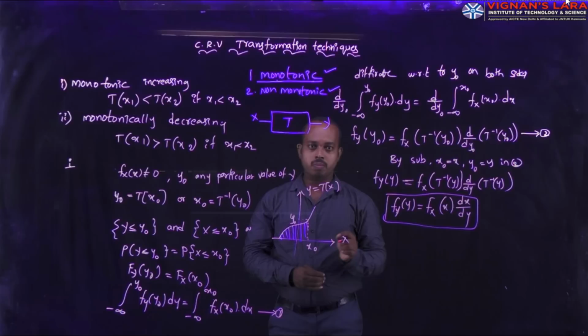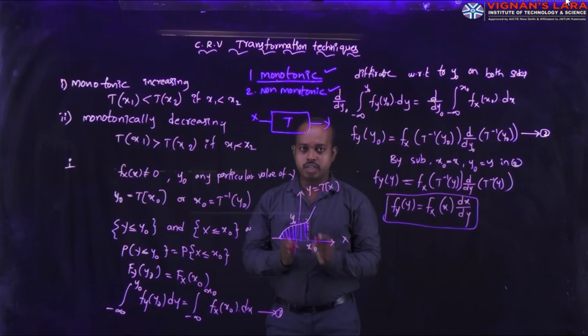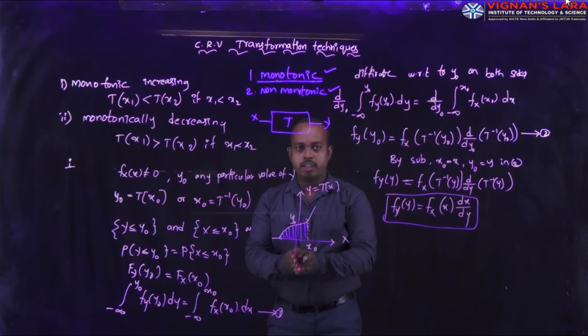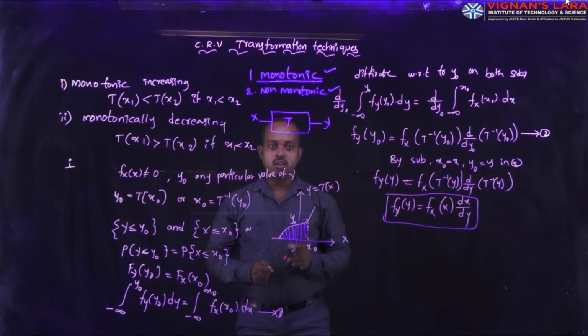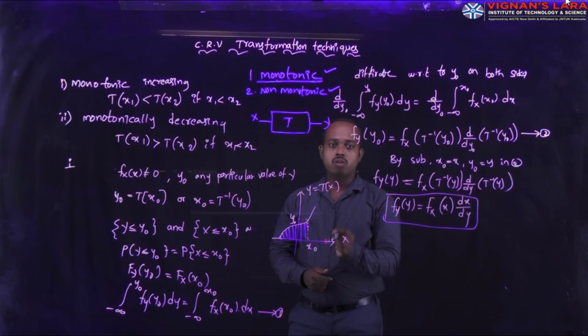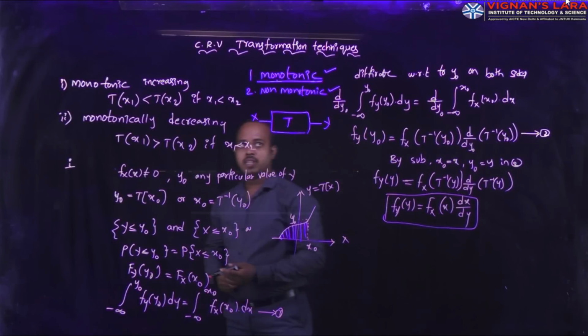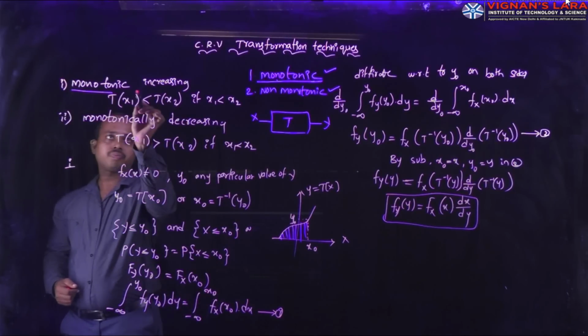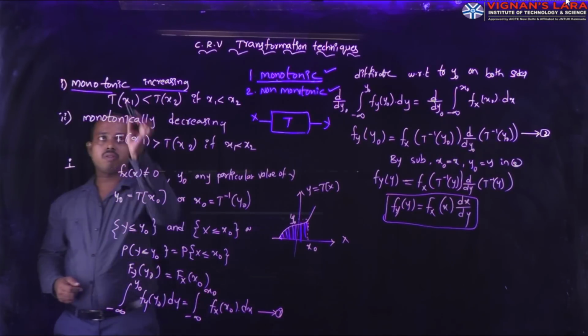You can simply remember the definition of a monotonic transformation: it converts one random variable to another random variable. We call it a monotonic transformation technique. The monotonic transformation technique is further classified into two types. The first one is monotonically increasing and the second one is monotonically decreasing. This is the classification.